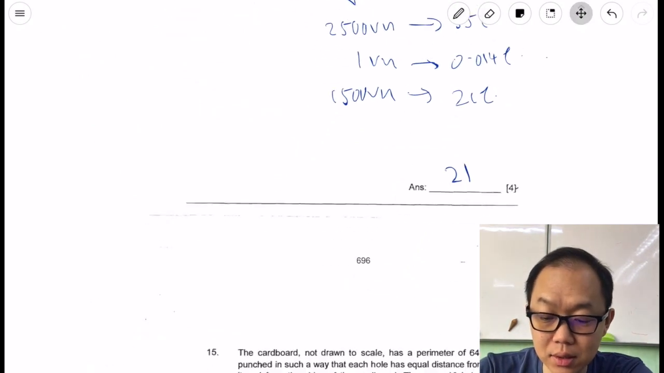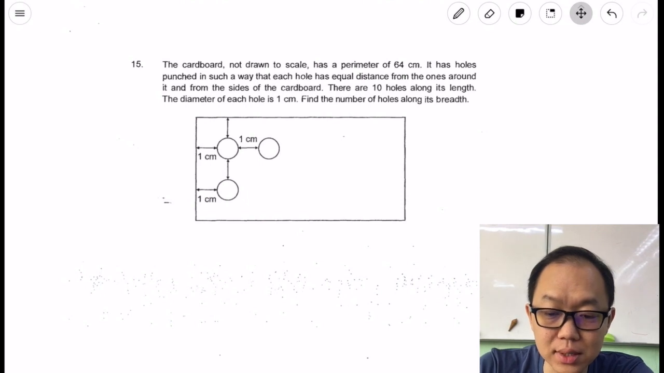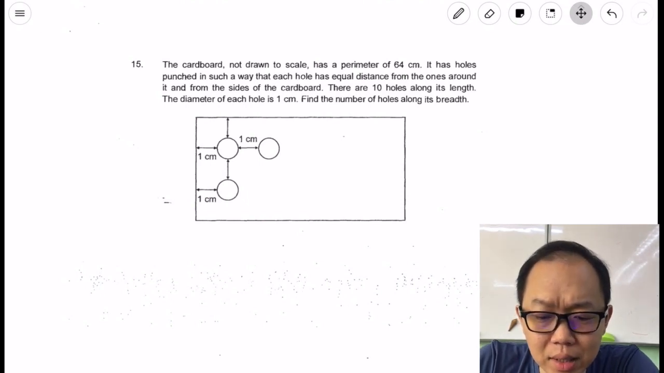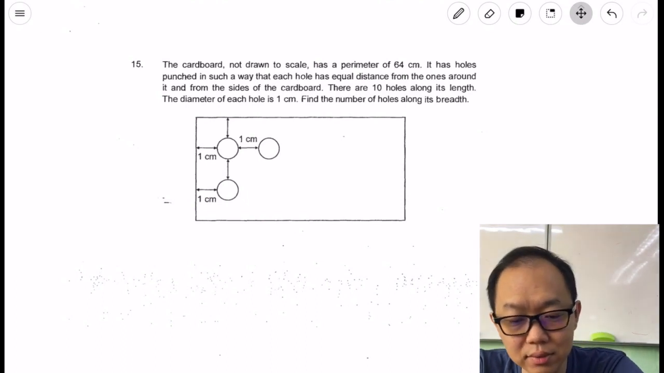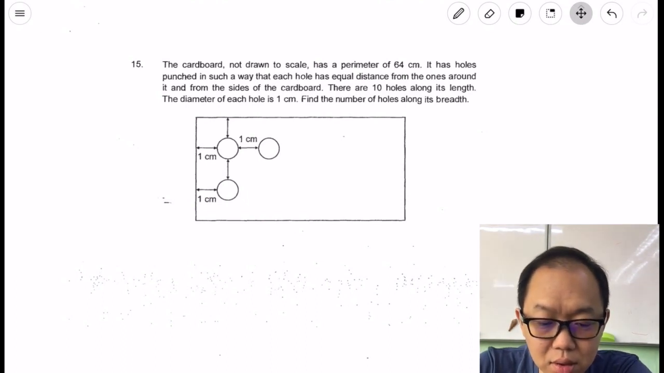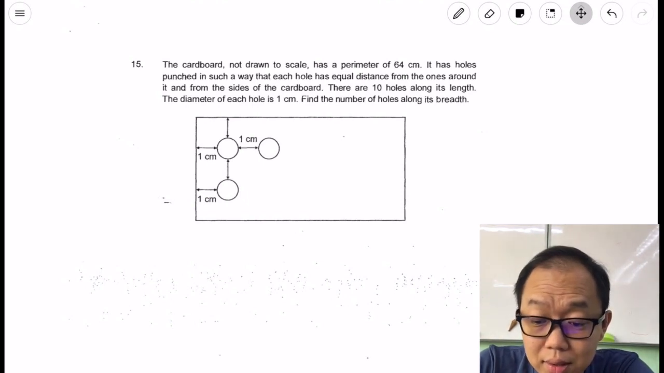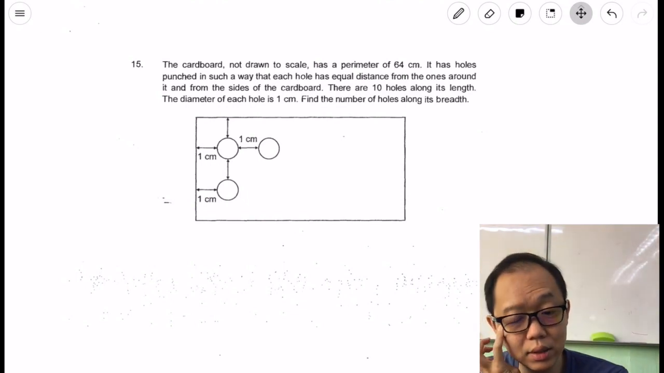Okay, next. The cardboard, not drawn to scale, has a perimeter of 64 centimeters. It has holes punched in such a way that each hole has equal distance from the ones around it and from the sides of the cardboard. The holes, there are 10 holes along its length. The diameter of each hole is 1. Find the number of holes.